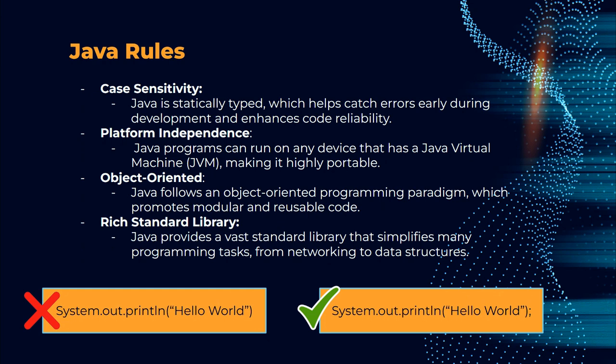Lastly, Java boasts a rich standard library, providing developers with a vast array of pre-written code to simplify many programming tasks. From networking to data structures, the standard library is a treasure trove of utilities that can expedite the development process and reduce the complexity of the code. This comprehensive library is one of the reasons why Java continues to be a preferred choice for developers around the world. It not only saves time, but enhances the function of Java.